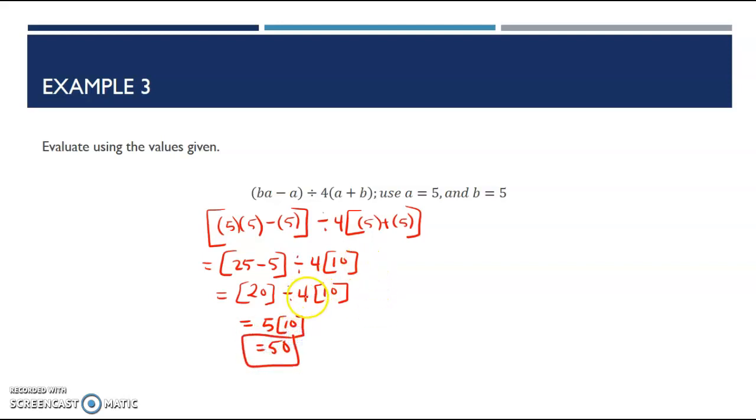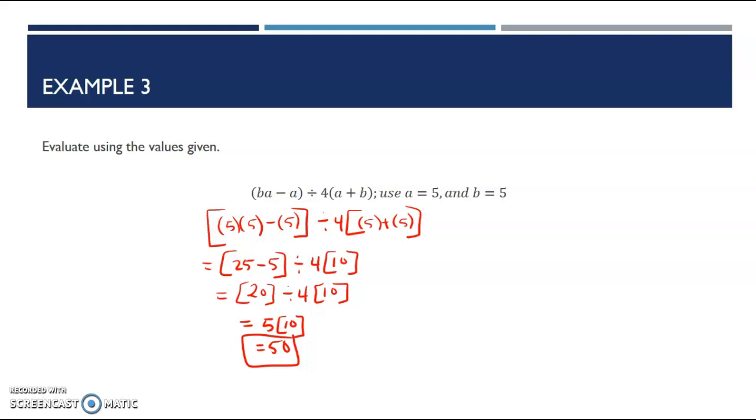If I would have done 4 times 10, I would have had 20 divided by 40, which would have given us 1/2. Completely different answers. Division and multiplication happen at the same time, or at the same level, and from left to right. So the division came first, so we had to take the 20 divided by the 4. That is not an option. That is a have to.